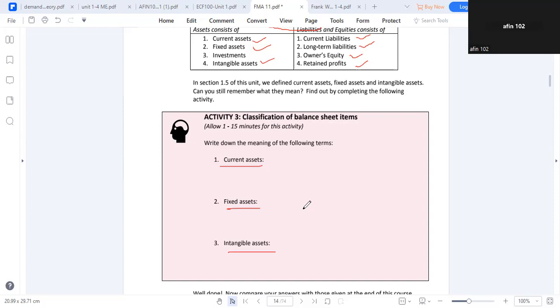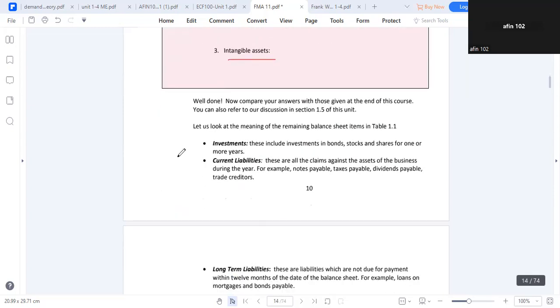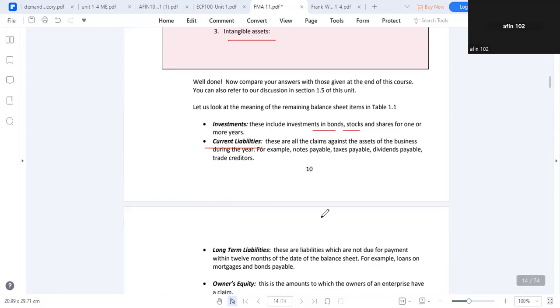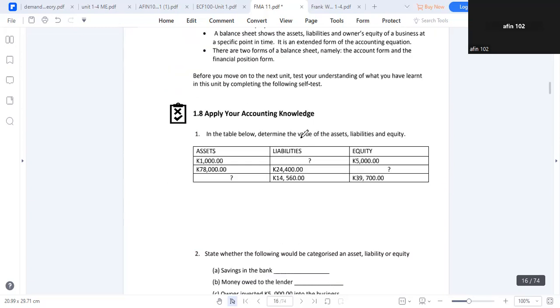What are current assets? These are what the business owns and can easily be converted into cash within a period of a year. Fixed assets are meant for use in a business, such as land and equipment. Intangible assets are what the business has accrued over the years and are not tangible, like goodwill and a trade name. Investments include what the business has invested in, like stocks and bonds, for more than a year. Current liabilities are claims against assets of a business during a period of a year. Long-term liabilities are simply claims that are not due within 12 months. And owner's equity is simply the amount that the owner has put in. So these are basic things that you need to know in the first unit.